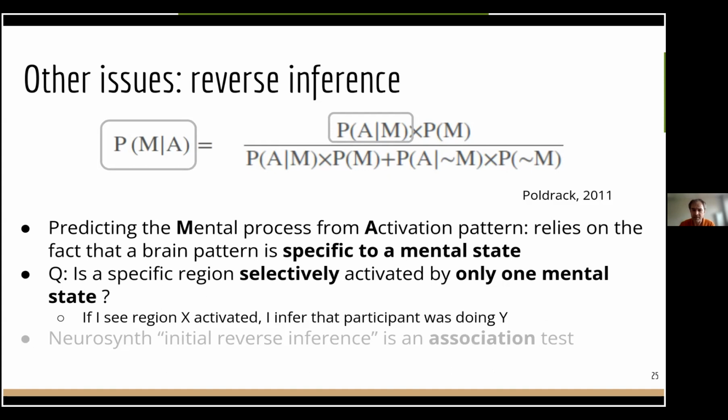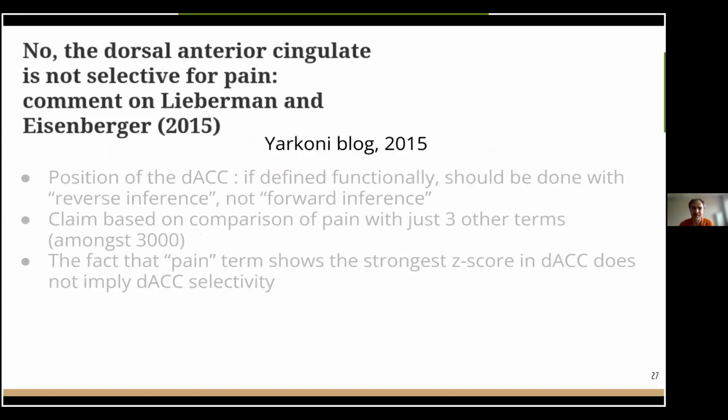And the initial reverse inference of Neurosynth that is being widely used was actually an association test. And that led to these debates between some authors and Yarkoni and Tagliazucchi, where some of those authors were using Neurosynth to say that the dorsal anterior cingulate is actually very selective for pain, and Tal rightly, I think, corrected that it is actually not the case.